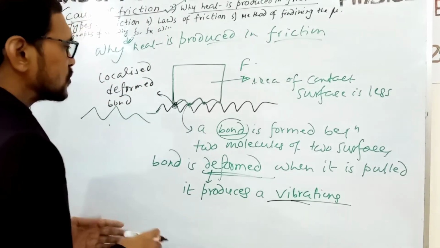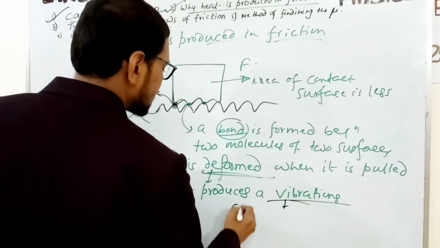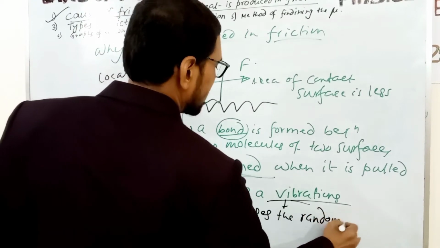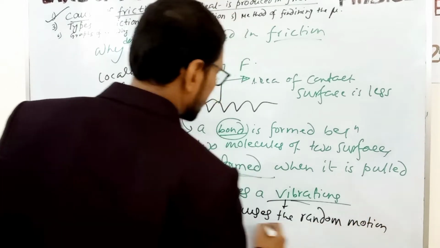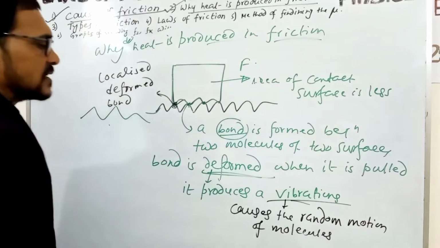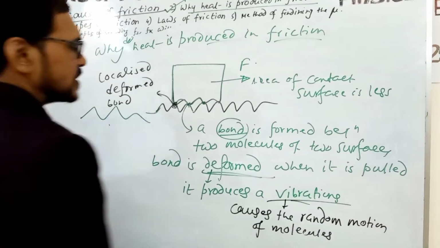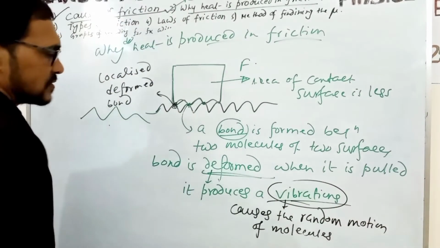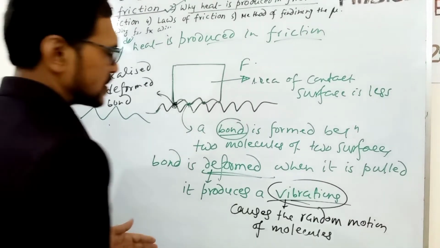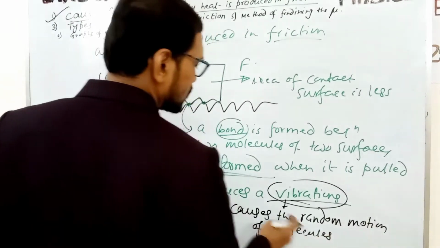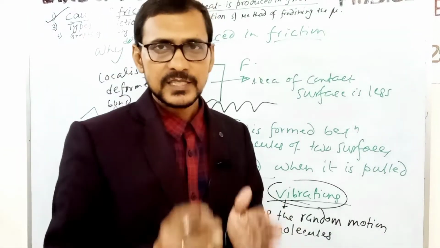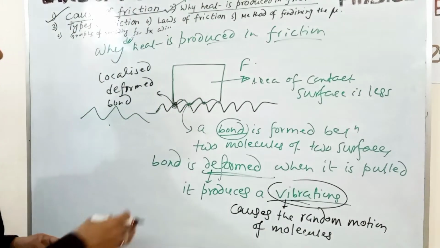Now we know when a vibration is produced, random motion of the molecules is produced. So vibration causes the random motion of molecules. When this vibration is damped, that is lost, it causes the random motion of molecules, and if the molecules move randomly, then heat is produced. So that's why heat is produced in friction.